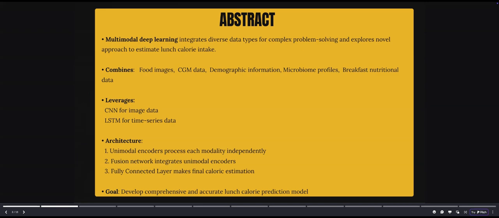The architecture of how we achieved our multimodal approach was, firstly, there are unimodal encoders which process each modality independently. CNN processes image data and LSTM processes time series data. So these are both unimodal encoders. Then the outputs of both these models are fused together in the fusion network, which integrates them. And finally, the fully connected layer makes a final caloric estimation. This helps us achieve our goal of developing comprehensive and accurate model predictions.